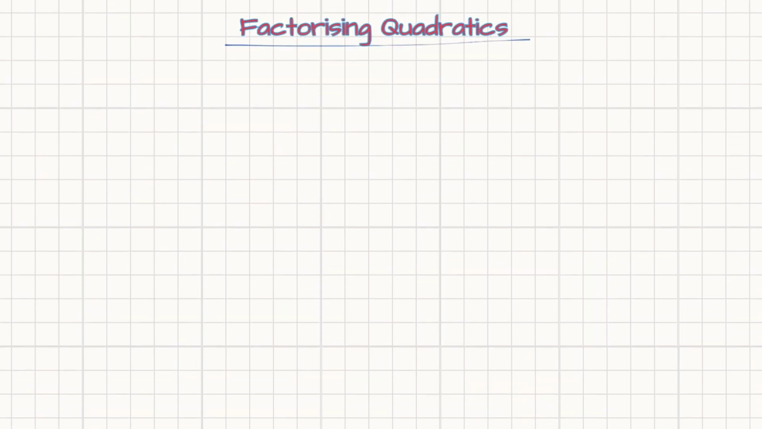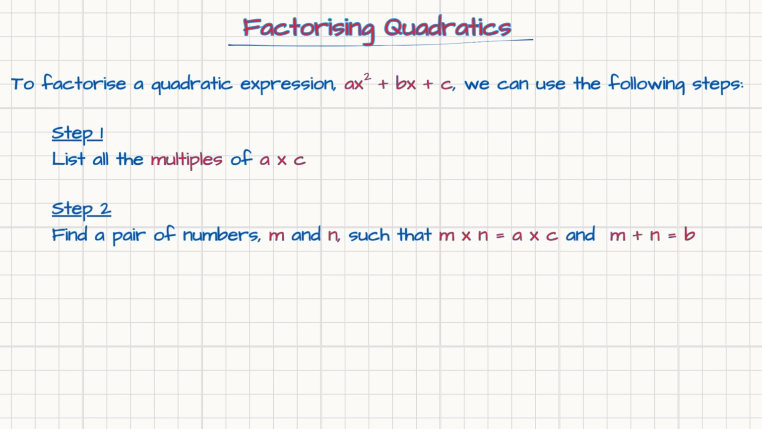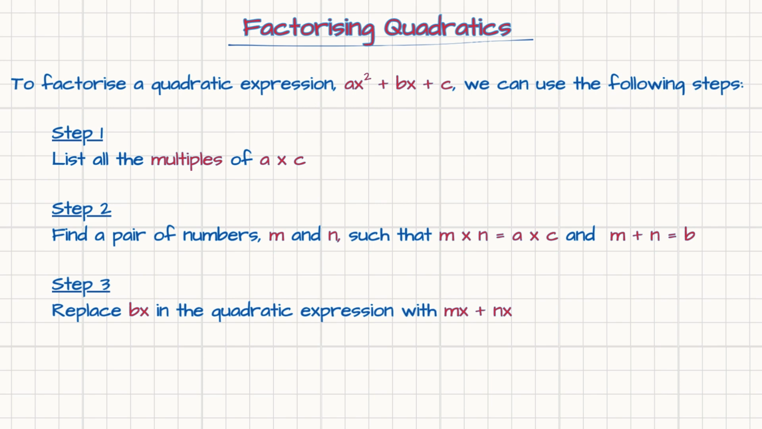To factorise a quadratic expression, we can use the following steps. First, list all the factor pairs of a times c. Next, find a pair of numbers m and n whose product is equal to a times c and the sum is equal to b. Then, replace bx with mx plus nx. Finally, take the common terms out and then simplify. Let's look at an example to understand this better.